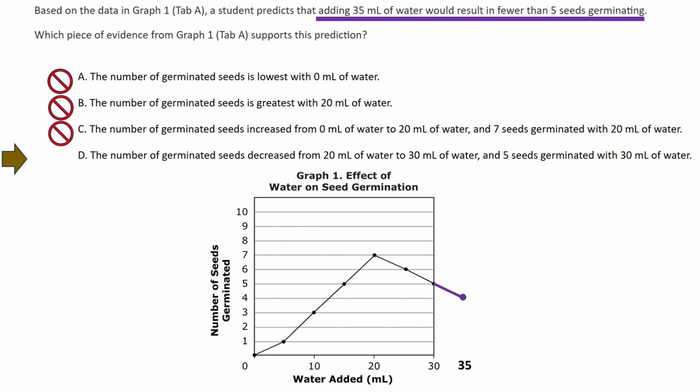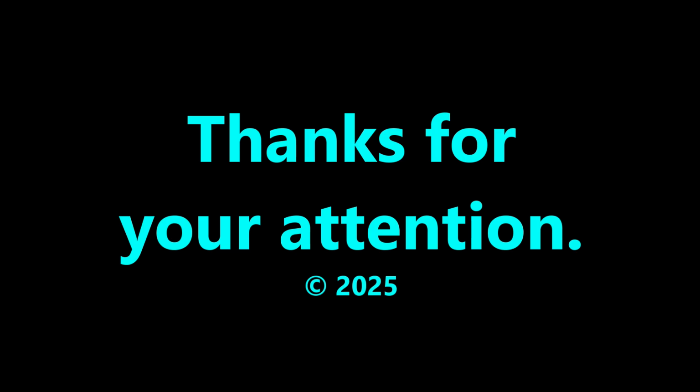The correct option is D, which states, the number of germinated seeds decreased from 20 milliliters of water to 30 milliliters of water, and 5 seeds germinated with 30 milliliters of water. This statement is true, and this statement supports the prediction. That's because this statement focuses on the downward trend that happens after the seeds get more than 20 milliliters of water. This is the only option that focuses on the downward trend, so this observation can help us with this prediction. Thanks for your attention.